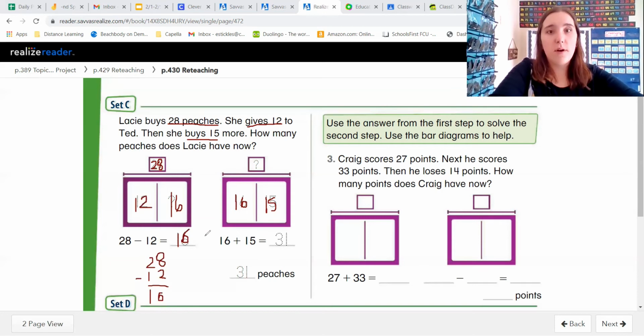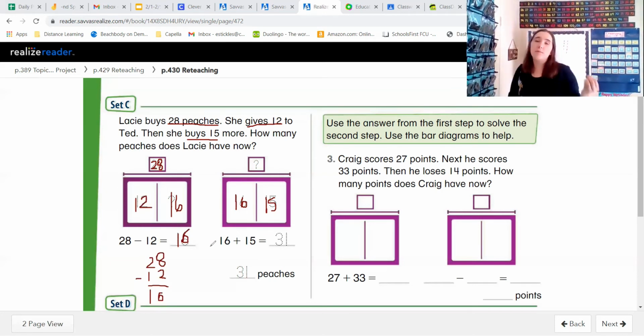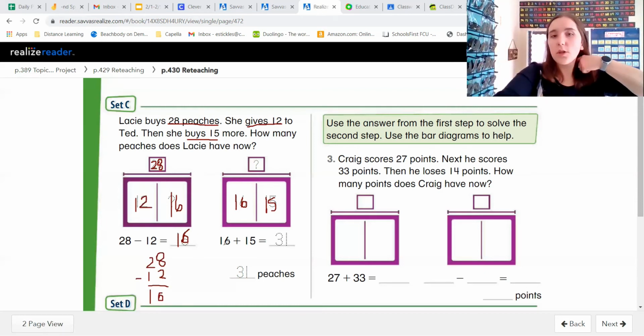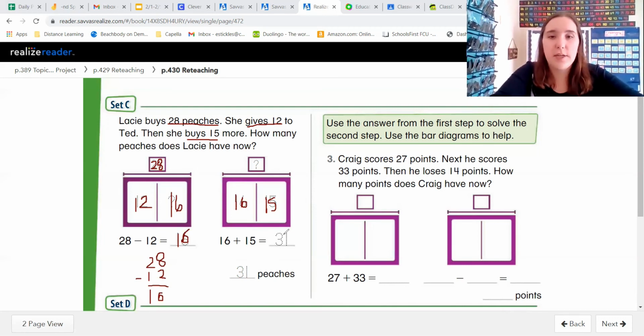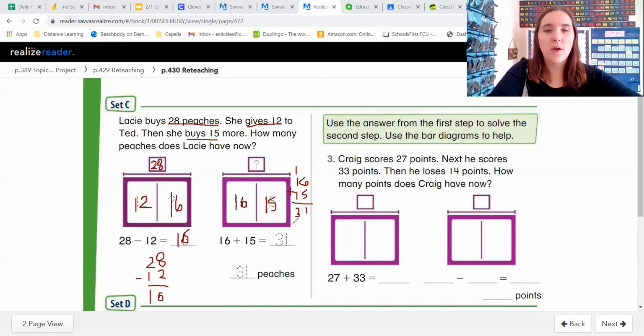So step 2 of our problem is to figure out, after she gives some to Ted and she buys 15 more, how many does she have at the very end of our problem? So she has 16, she buys 15 more. How many is that in all? In all means we're adding, right? So 16 plus 15. I'm going to stack it up. 6 plus 5 equals 11, so 1 and 1 ten, and then that's 3 tens, which means in all she has 31 peaches. Okay? 31 peaches. Let's go solve number 3.